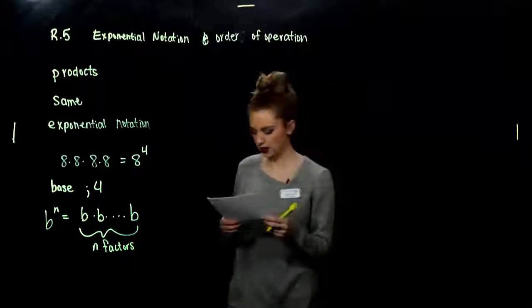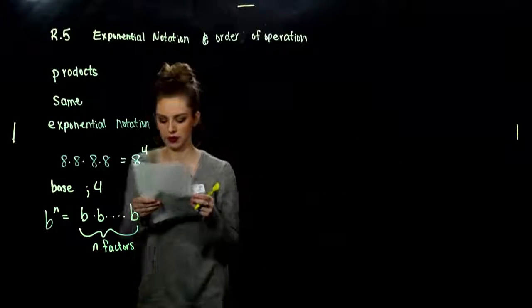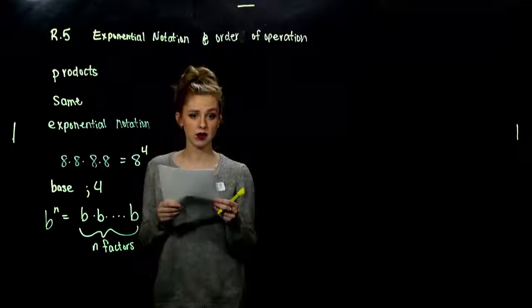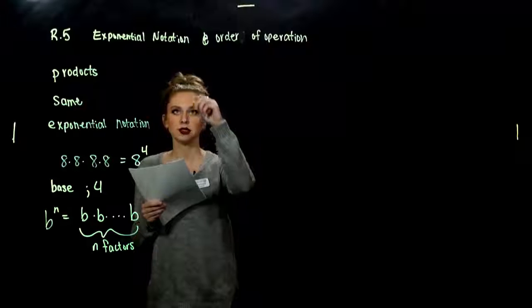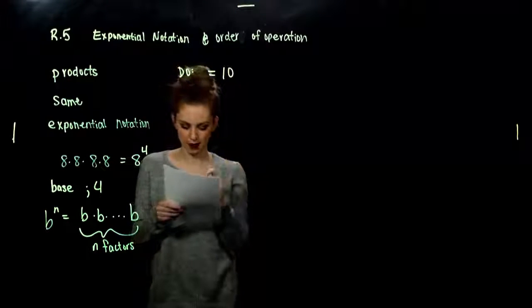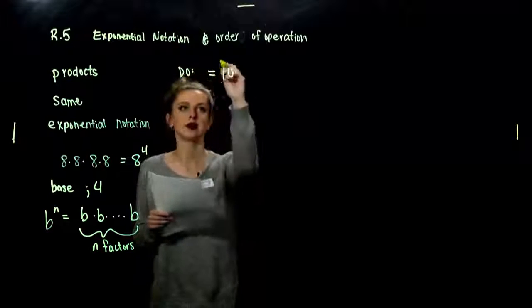Write exponential notation for 10 times 10 times 10 times 10 times 10. We all have the same base, and it's all being multiplied, so we can rewrite that as what? 10 raised to the, how many factors do I have? 1, 2, 3, 4, 5. 10 to the 5th.